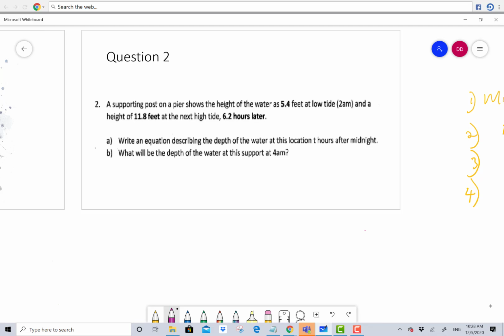So the problem that we're going to be looking at here is as follows. A support post on a pier shows the height of the water as 5.4 feet at low tide, 2 a.m., and a height of 11.8 feet at the next tide high, 6.2 hours later. A. Write an equation describing the depth of the water at the location t hours after midnight. B. What will be the depth of the water at this support at 4 a.m.?